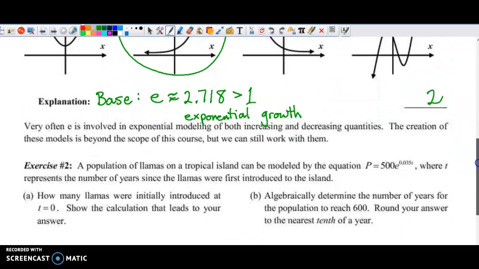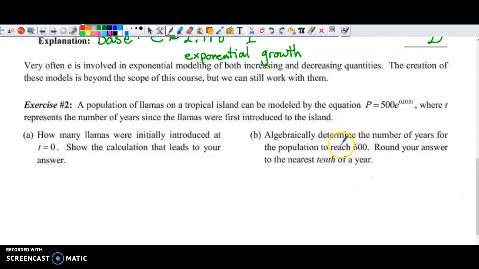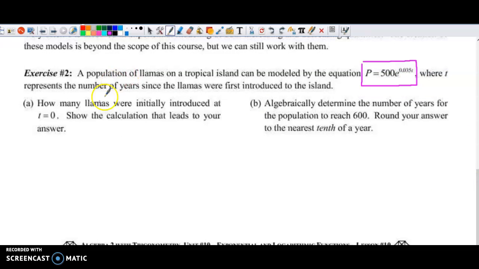So as we progress through this next problem, they actually give you more information than you really need. So anyway, we have llamas, they're on an island, and we're representing this with the equation 500 times e to the 0.035t. The first question is, how many llamas were introduced initially at t equals 0? To me, this is a redundant question. If I just said how many llamas were initially introduced, that's the starting amount.